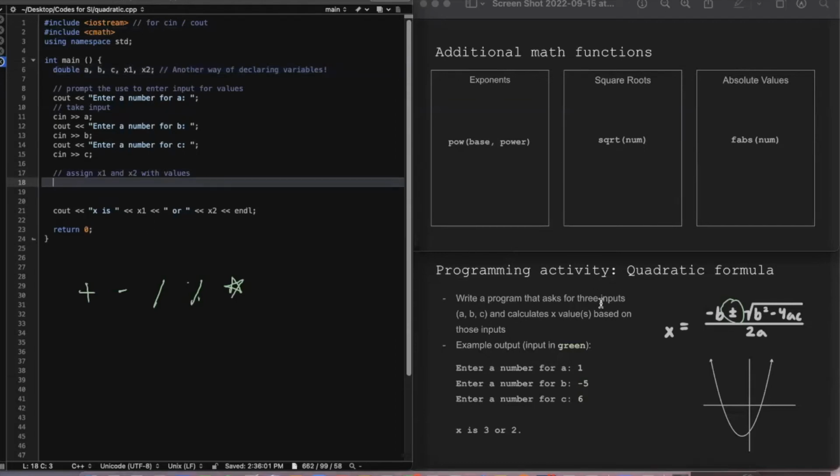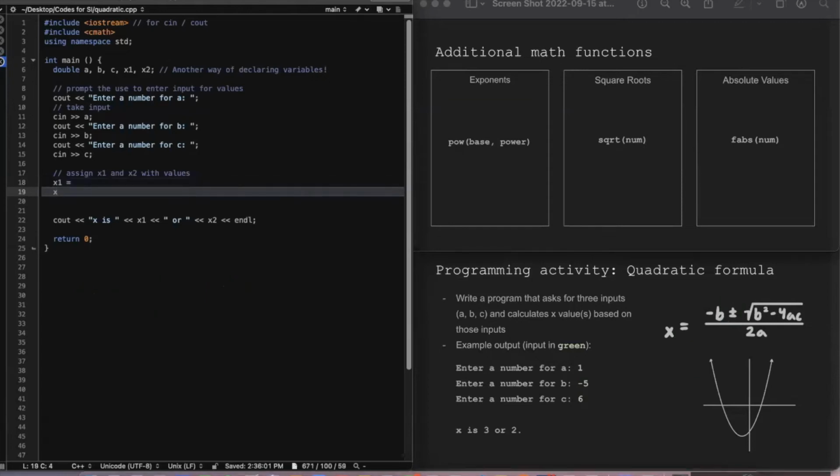So this would be x1, x2. And the good news is it actually translates pretty well. So we're going to say x1 equals, and then it's going to be this huge equation over here, one of which we'll choose to be minus and one of which we'll choose to be plus. So we'll have x2 is assigned with.